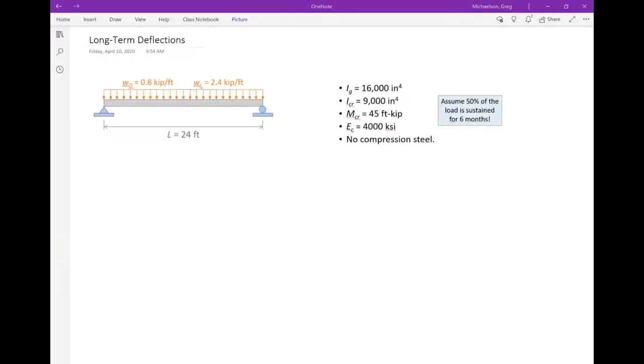All right, does everybody see the notebook? Okay, good. Awesome. All right, so we're going to get right into this. I have here this beam, and like the last time, I've given you a lot of the design values from before. Again, we're going to assume that 50% of the load is sustained for a period of 6 months. And let's just get right into this.